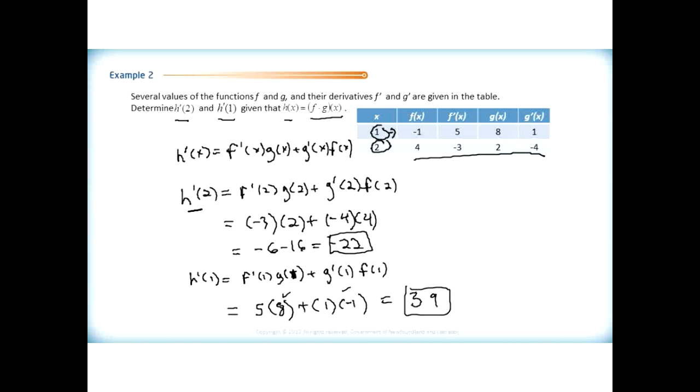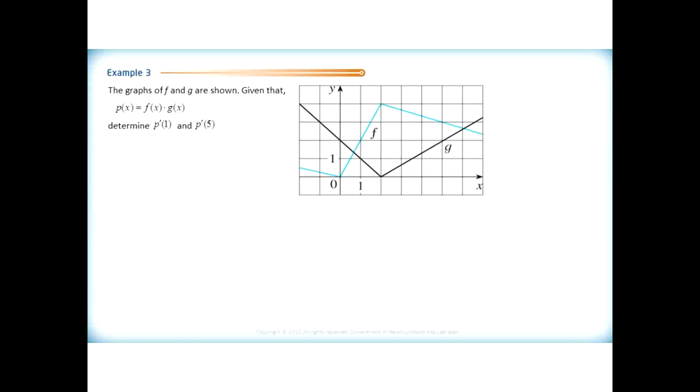Okay, one more example now. We'll take a look at using a product rule, and this is kind of a numerical example as well, except that we're not given the table of values, we're given a graph. So we want to find p prime 1 and p prime 5 here if p of x is the product of the two functions graphed f and g.